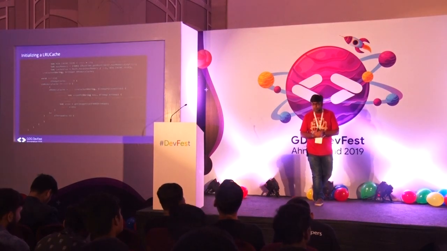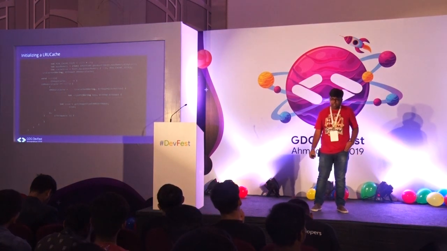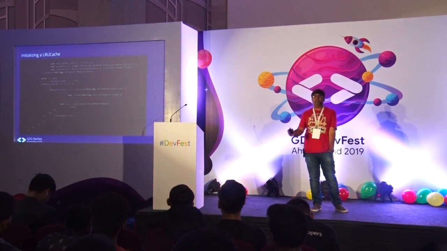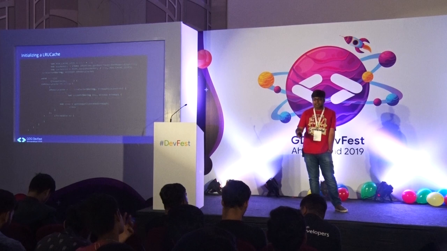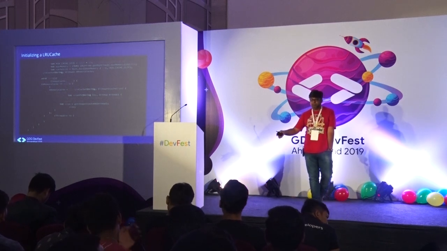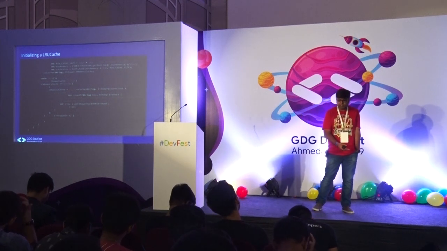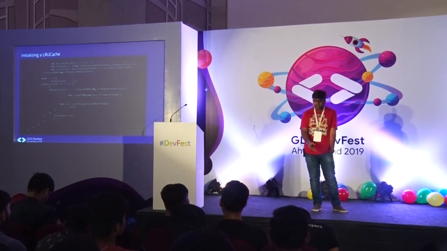So, how do you use an LRU cache over here? Images for us are approximately 10-12 MB or something. So we set a minimum cache size. Then we get the maximum memory which can be allotted to us, and then we decide the cache size based on that, and initialize it.